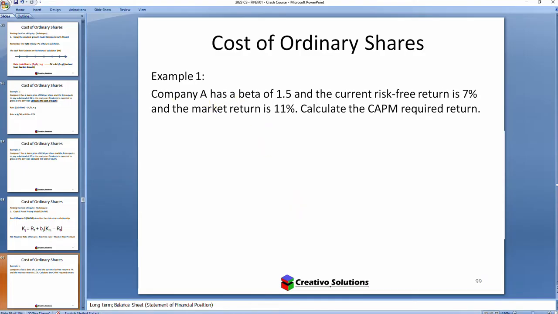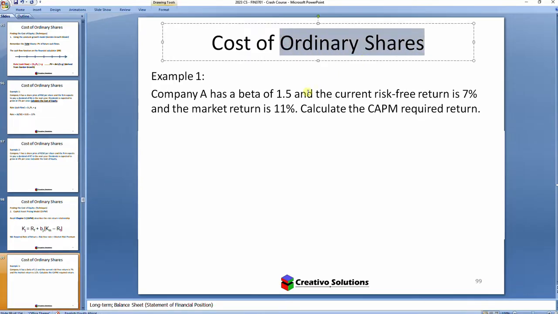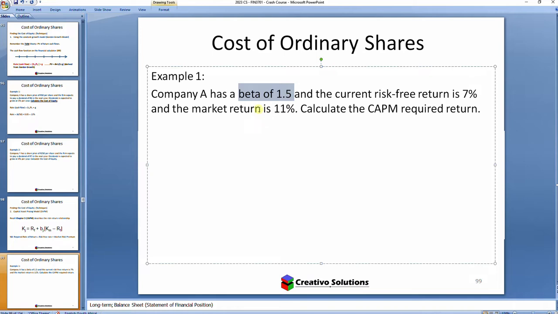Company A, we've got an example of working out cost of ordinary shares. We just spoke about the different variables. Remember, cost of ordinary shares, we need to calculate required rate of return. If the company has a beta, remember, beta is the measure of risk, 1.5. The market risk-free is 7%. That could be like leaving money in a bank account or money markets. And the market return is 11%.